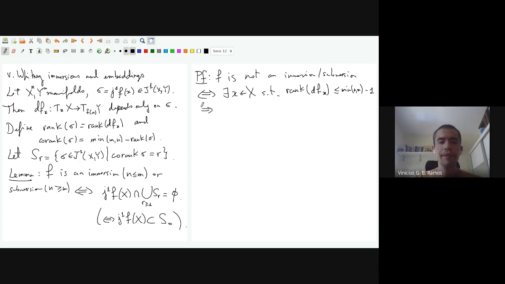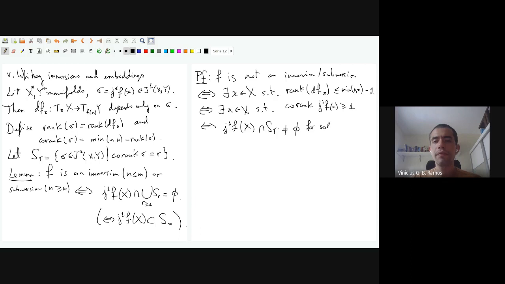So that's the same thing as saying that there exists a point such that the co-rank of the one jet of f at the point x is bigger than or equal to 1, which is the same thing as saying that J1 f, the first jet of f, intersects S_R for some R bigger than or equal to 1. Okay? So it's very simple.